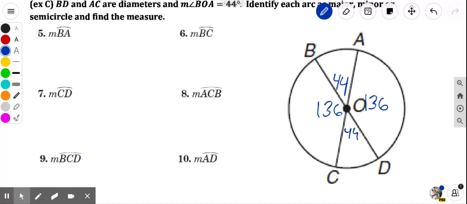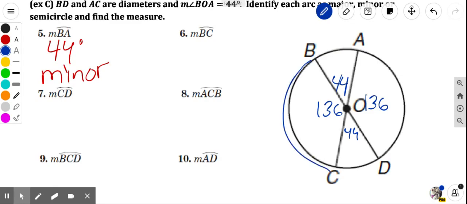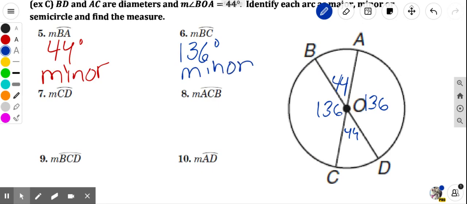Okay, so these directions say to find the measure of each arc and classify as major, minor, or semicircle. So the first one, BA, right here, would just correspond to this central angle, which would be 44 degrees. And since it's less than 180, it's a minor arc. Okay, the next one, number 6, is BC. So BC is here, which would correspond to that central angle. So that's 136, which is also minor because it's less than 180.